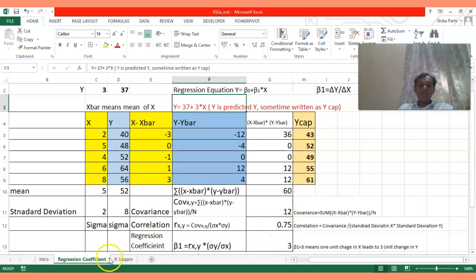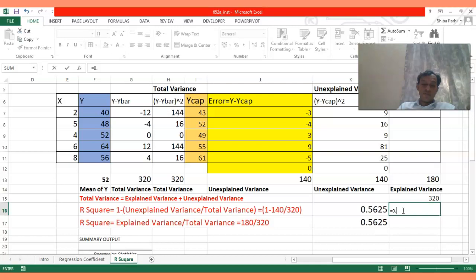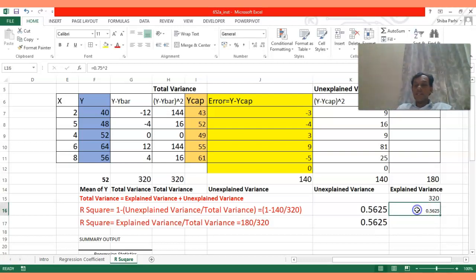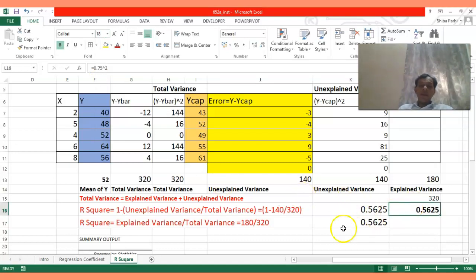If we look into this 0.5625, it is nothing but the square of the correlation. So correlation is 0.75. So this is just the square of the correlation. Square of correlation is 0.5625, and we also got r square as 0.5625. So this is the way. R square is nothing but the square of the correlation.